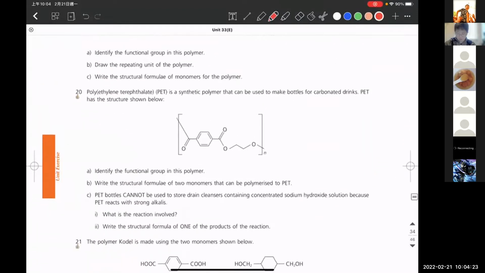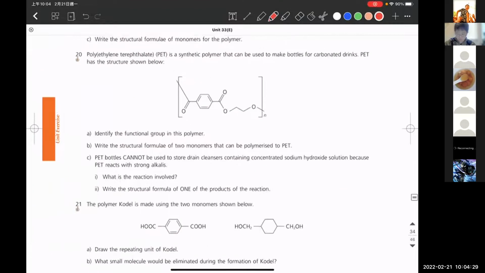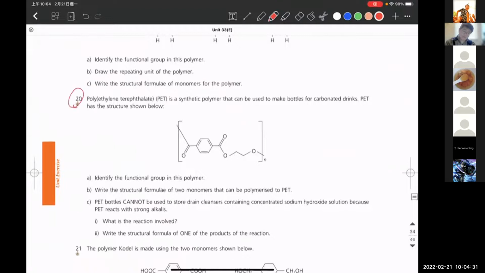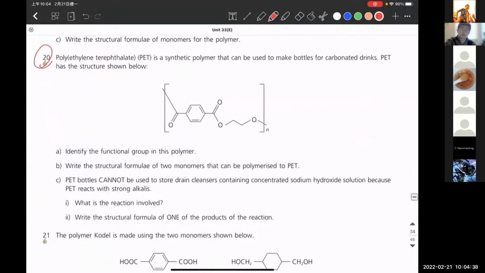Well, how about 20? PET is a synthetic polymer that can be used to make the bottle for the carbonated drinks. Can you see that? So identify the functional group in this polymer. What is it?